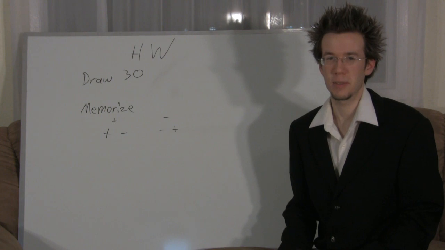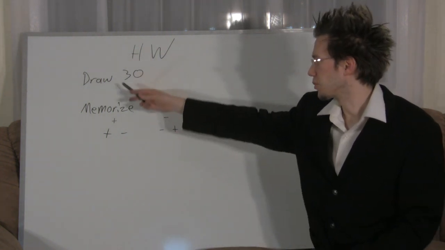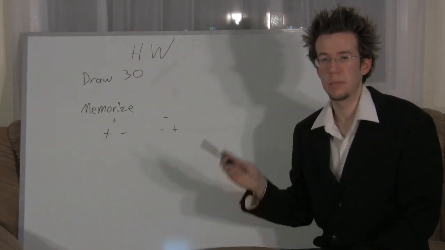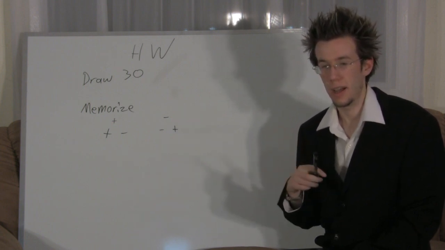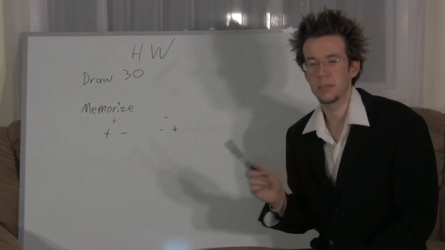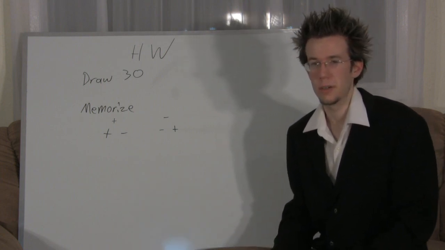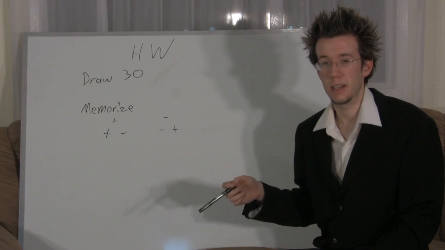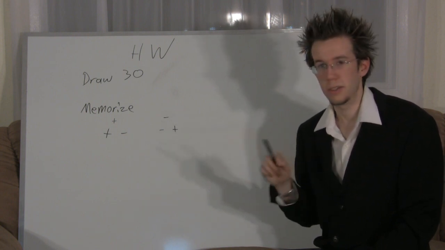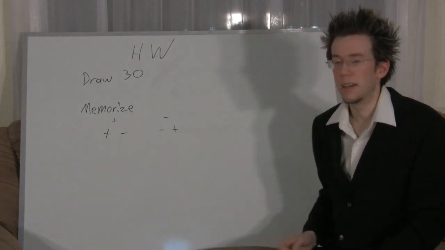Alright, so for your homework, this is what I'd like you to do. I want you to draw 30 major and minor, so 15 of each, triads, and then I also want you to use all 3 different inversions. So write out the root, and then write it in 3 different inversions, and then that counts as 1. So I want you to do 30 of those sets, and then memorize.